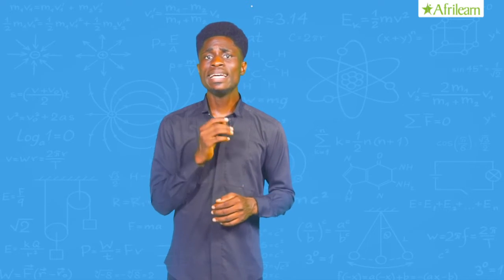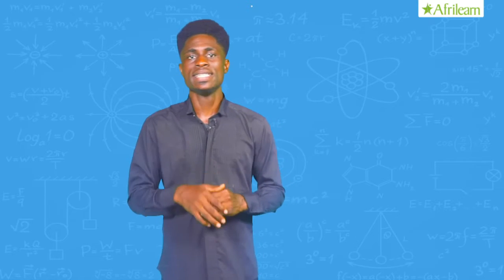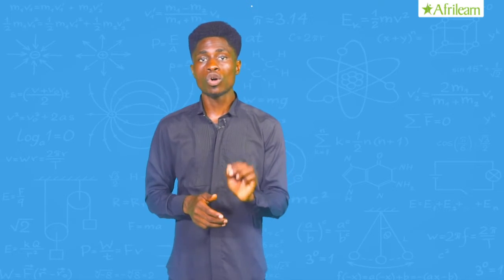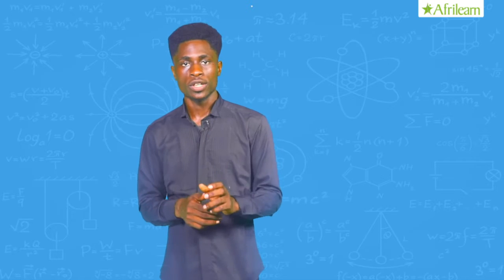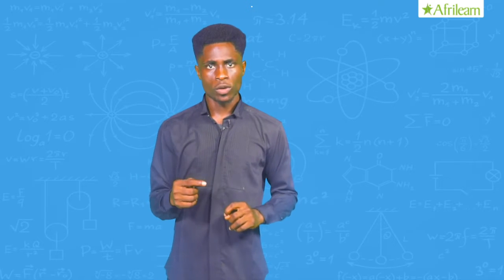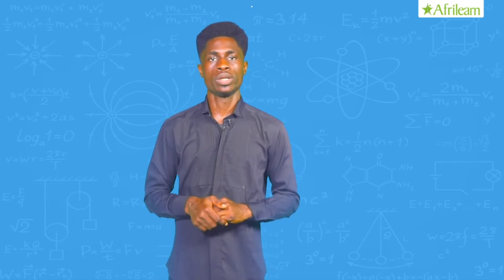Step 2. The equation that best connects u, v, and t, which are the knowns, with a, the unknown, is v equals u plus at. Therefore, we have 20 equals 0 plus a multiplied by 5. 20 will now equal 5a, where a is now 4 meters per second squared. Simple, isn't it? Let's try another.